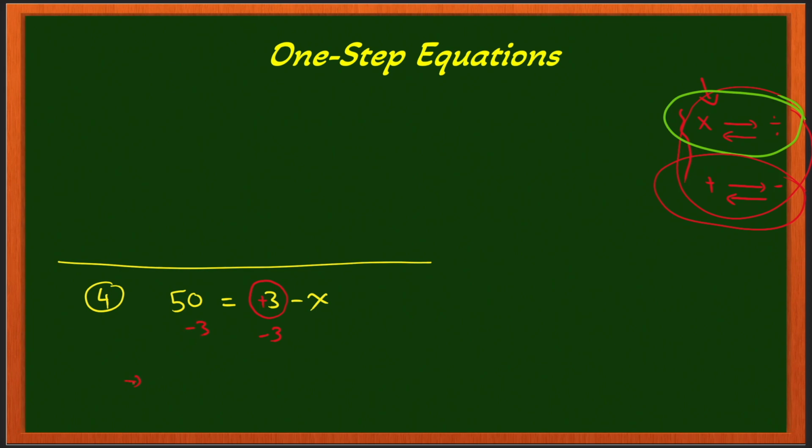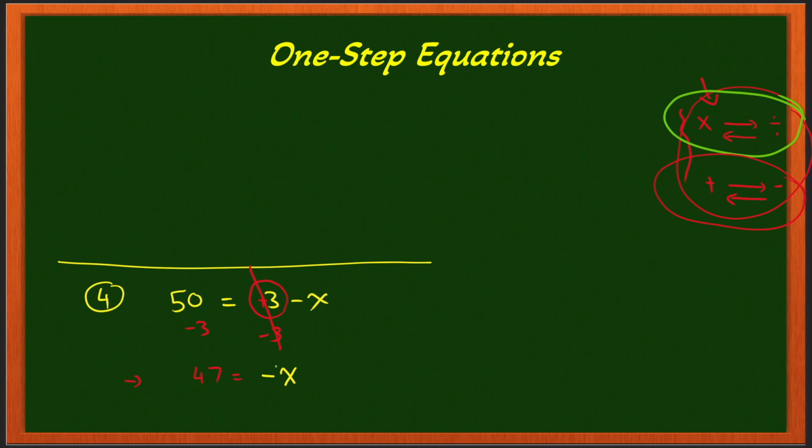Alright, you end up with 50 minus the 3, that's 47, equals 3 minus 3, that's a 0. What are we left with? It's not x, it's a negative x. You have to be careful of this sign. It's negative x. Is this an answer? Can you just give me this as an answer for the equation? No. You need to get rid of the negative sign.